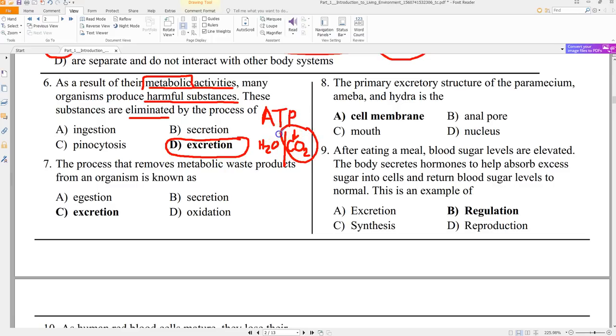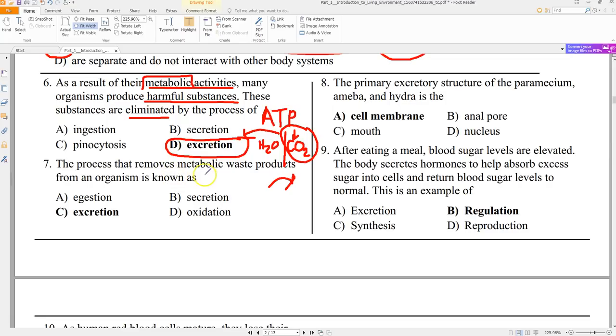How does it leave your body? Through excretion. How do you excrete CO2? You breathe it out. Right now, breathe in, breathe out. You are breathing out carbon dioxide. Good for you. Let's go to number 7.